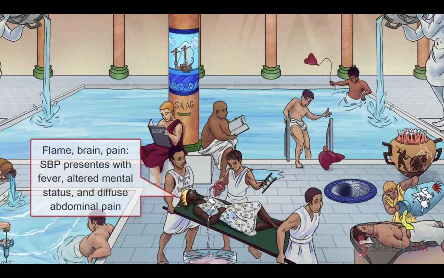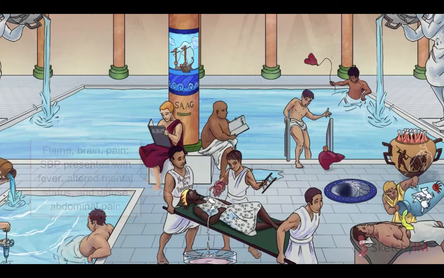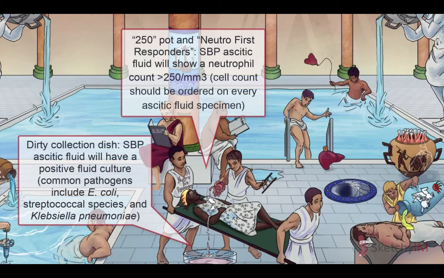In the setting of SBP, the acidic fluid may be turbid or cloudy rather than the usual translucent yellow appearance. A cell count with differential is performed to evaluate for infection. In fact, cell count should be ordered on every acidic fluid specimen, even if you're just performing a therapeutic paracentesis and draining that tense abdomen, for example. The diagnostic criteria for SBP includes a positive ascites fluid culture and neutrophil count of greater than 250 per milliliter.